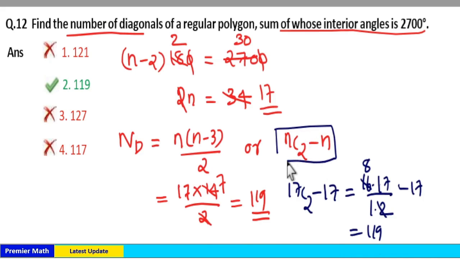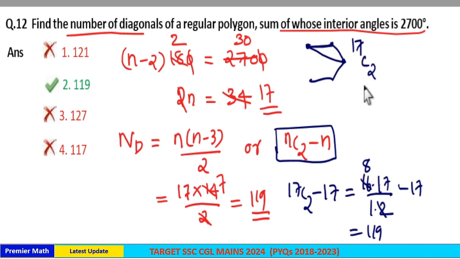Here nC2 minus n means for an n-sided polygon there are n vertices. To form a diagonal you need 2 non-adjacent vertices. But with 2 adjacent vertices, you can also form a side. So from the 17 vertices you need 2 vertices to form a diagonal. But you have to subtract the total number of sides from this 17C2, because this 17C2 includes the total number of sides as well, because with 2 vertices you can also form a side. So 17C2 minus 17 is your answer, the total number of diagonals.